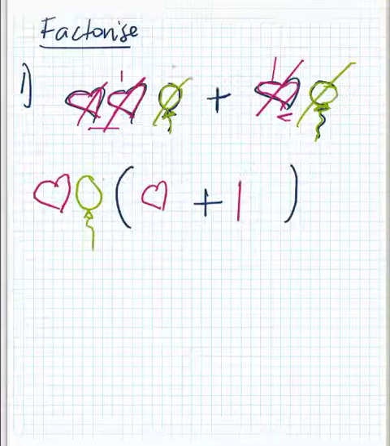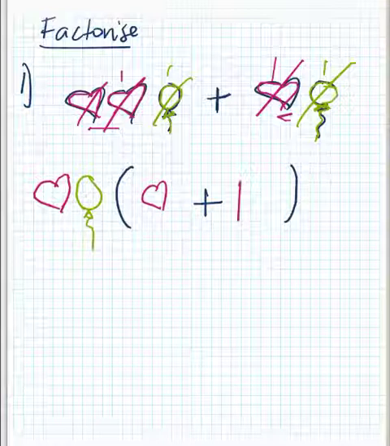Okay, and yes, it's a 1, but I don't have to write it again. And that's it. I've factorised it. I've taken out my smallest amount, and any leftovers are in the brackets.